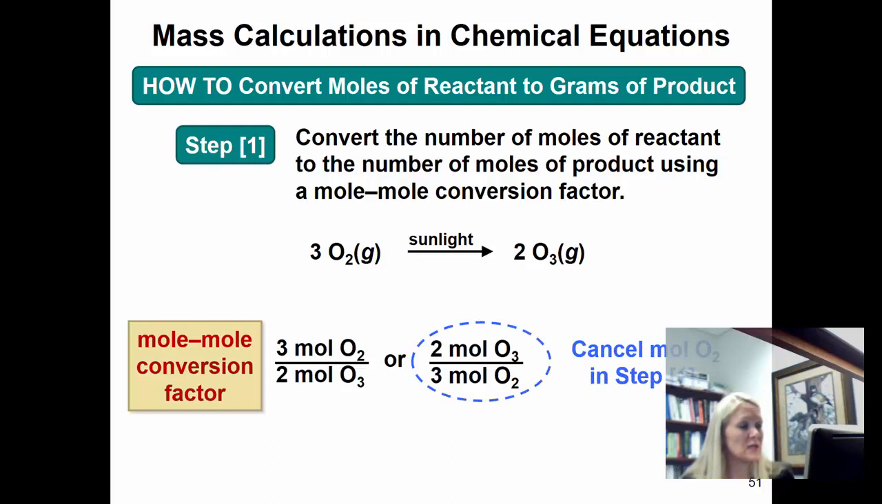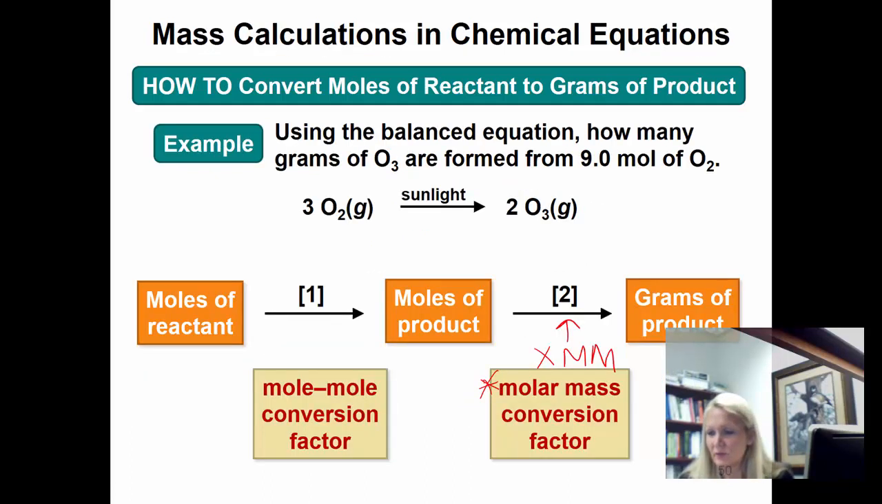So the problem, let's go back and look at it real quick. We want to look at how many grams of ozone are formed from 9 moles of oxygen. Moles and grams are not the same thing. We've established that. We're asked for grams of ozone, but we're starting with moles of oxygen. O2 and O3 are different compounds, obviously. So we need to start with moles of oxygen and get to moles of ozone, and we can do that by our mole to mole ratio.